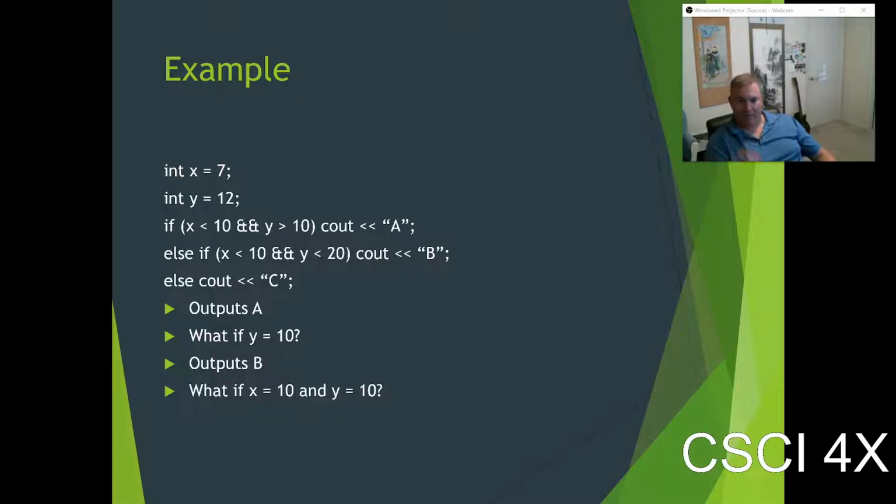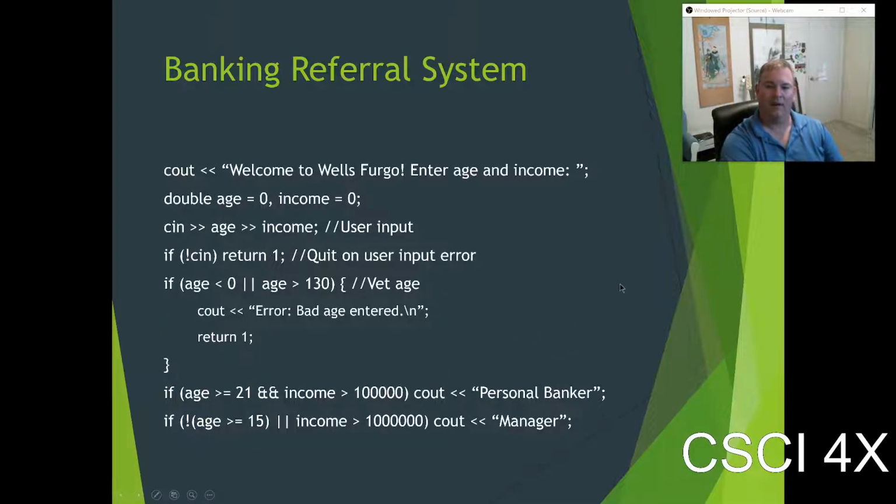C, right? Because 10 is not less than 10, 10 is not less than 10. So both of these are false. So that's going to be false. That's going to be false. So it's going to be C. All right, let's move on.